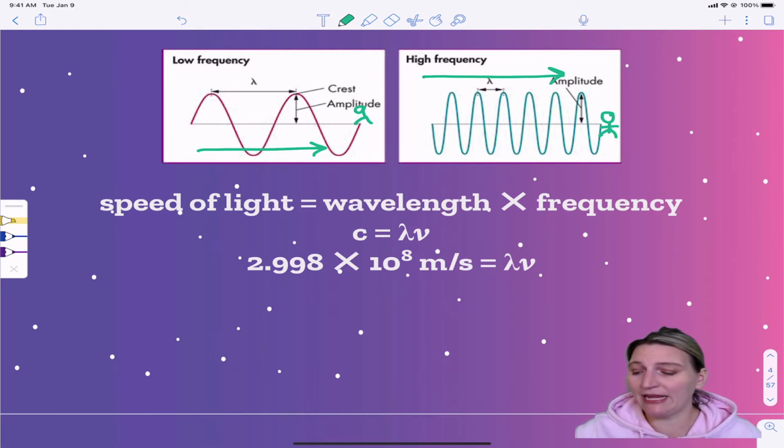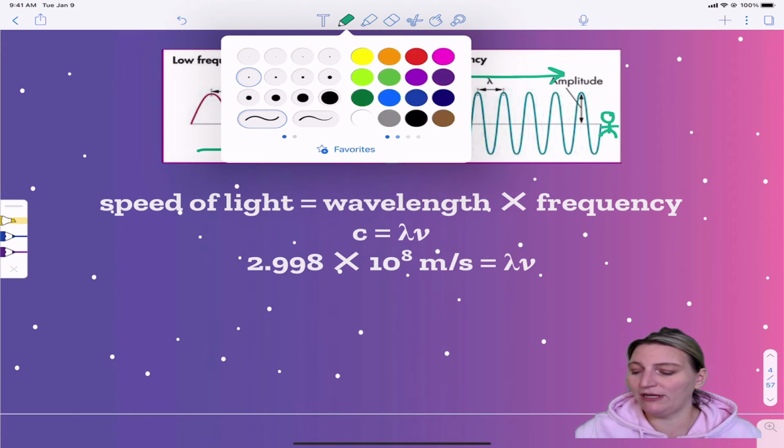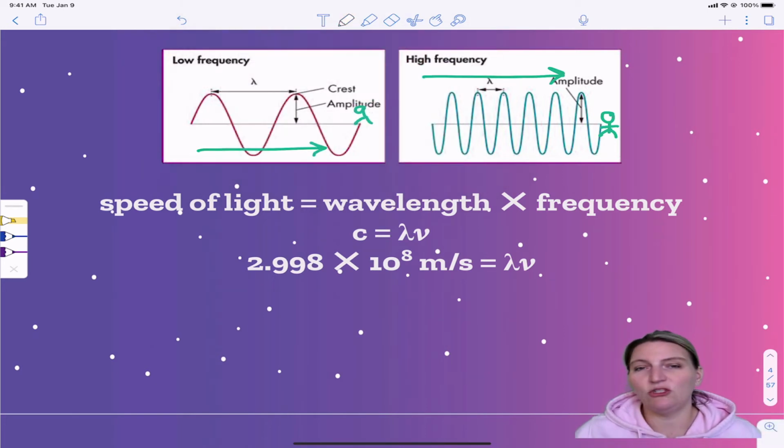And this speed of light is a constant. It's always the same number, 2.998 times 10 to the positive 8 meters per second. When you're in class, I'll show you how to store that on your calculator so you don't have to type that number in every single time. And so the speed of light is in meters per second, and that's equal to wavelength times frequency.